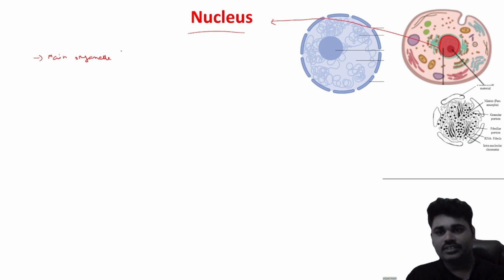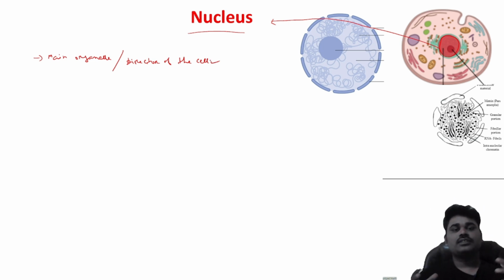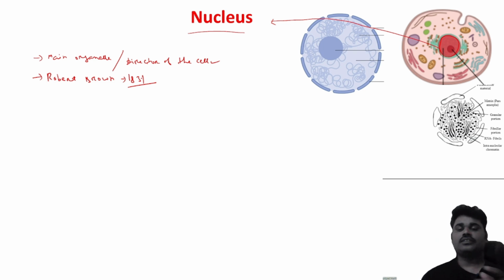So that's why the nucleus is also called the director of the cell. Why is it called the director of the cell? Because it directs or governs the whole cell. So that's why it is called the director of the cell. Now the nucleus was discovered by Robert Brown in 1831.